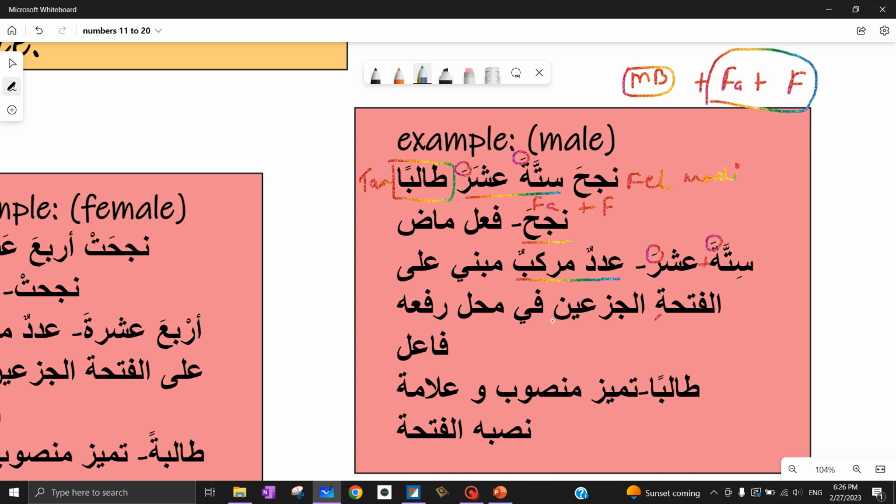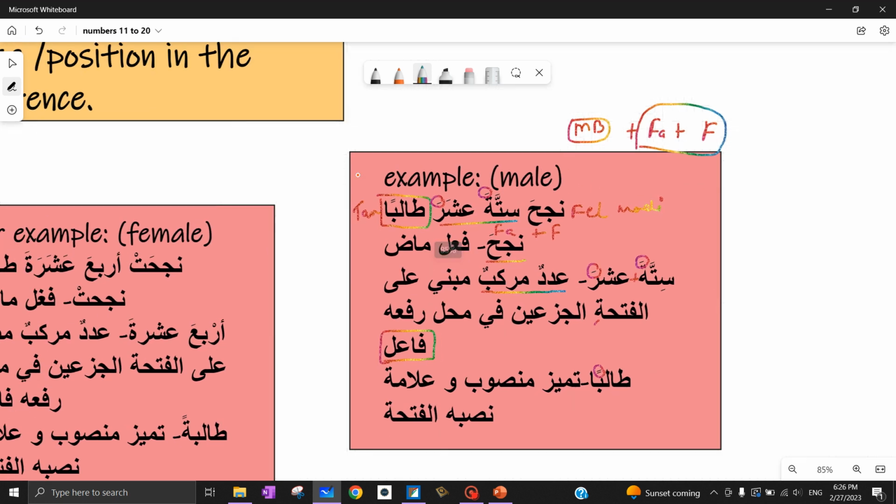Al-juz'ain fi mahal raf'in fa'il, and it is in the position of fa'il even though it has a fatha. Taliban is simple, it's a tamiz, so you need to say tamiz mansoob. Why? Because tamiz is always mansoob. Wa alamatu nasbihi al-fathatu. So this is the I'rab for the other numbers.